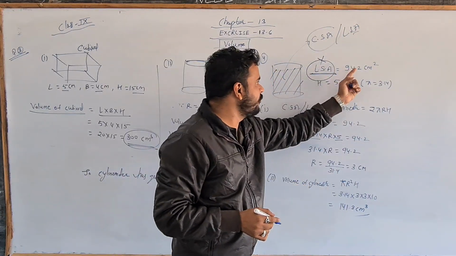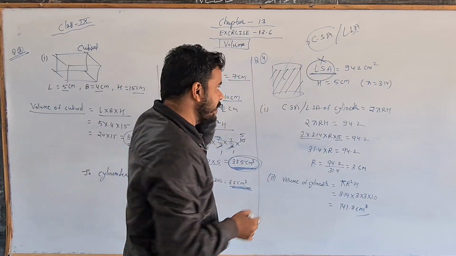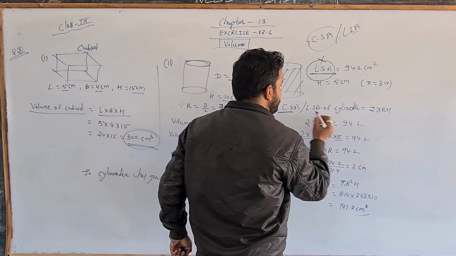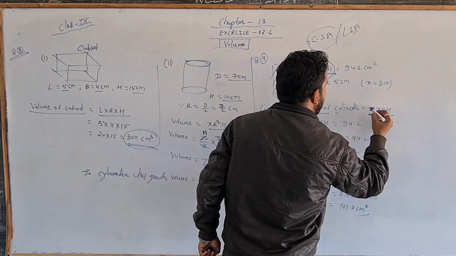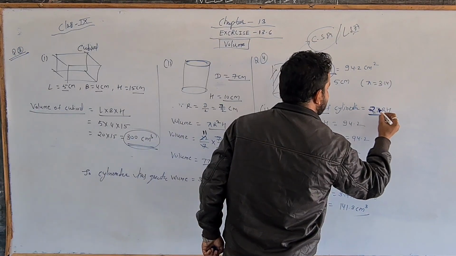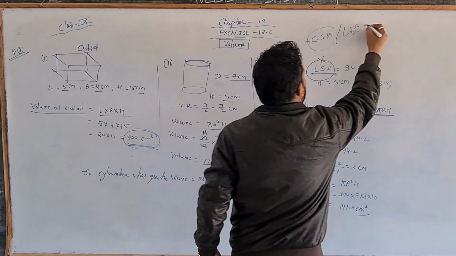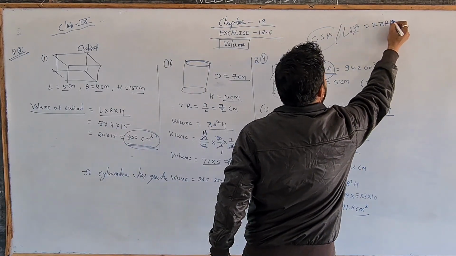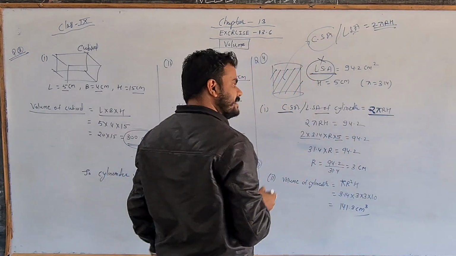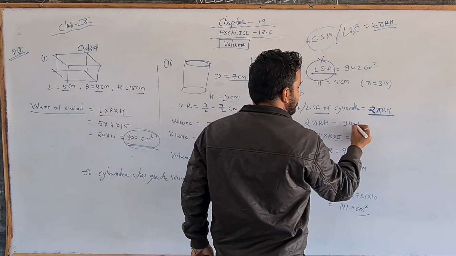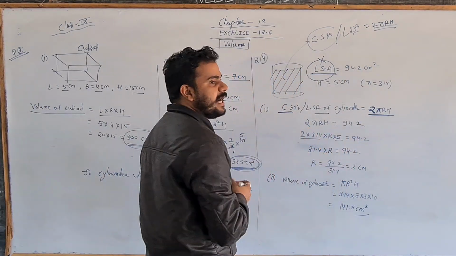CSA is given 94.2 centimeter square. So the CSA of the cylinder, the formula is 2 pi r h. This is the CSA of a cylinder, 2 pi r h. So 2 pi r h is given 94.2. 94.2 is equal to 2 pi r h.